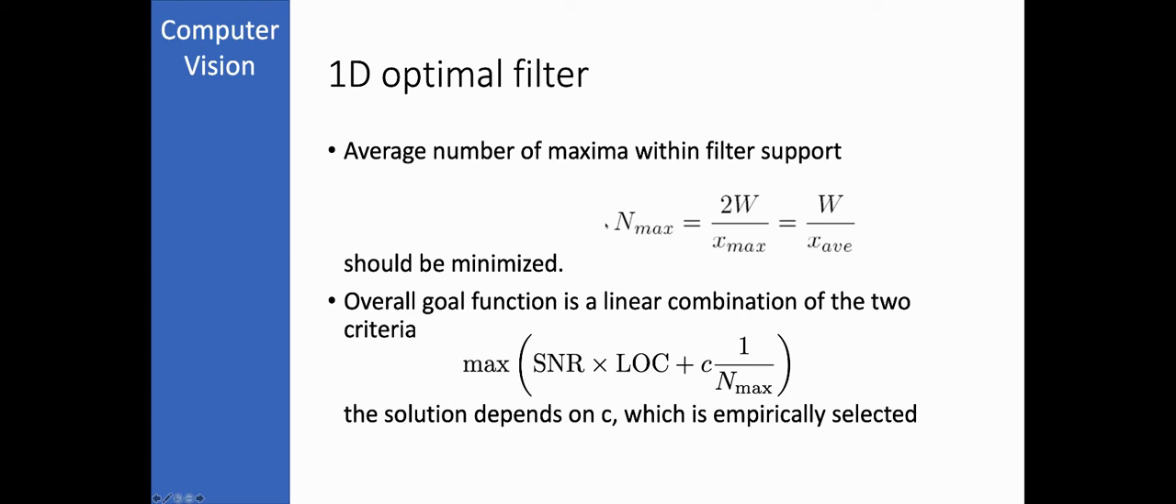So I update the overall goal for the candidate detector, and I say that now the overall goal is a linear combination of two criteria. First, I want to maximize the SNR times the localization, and then I want to minimize the number of maxima that I would achieve in the filter support. And notice that I have this value here. It's basically a coefficient that weighs the contribution of these two different terms, and that is empirically selected.